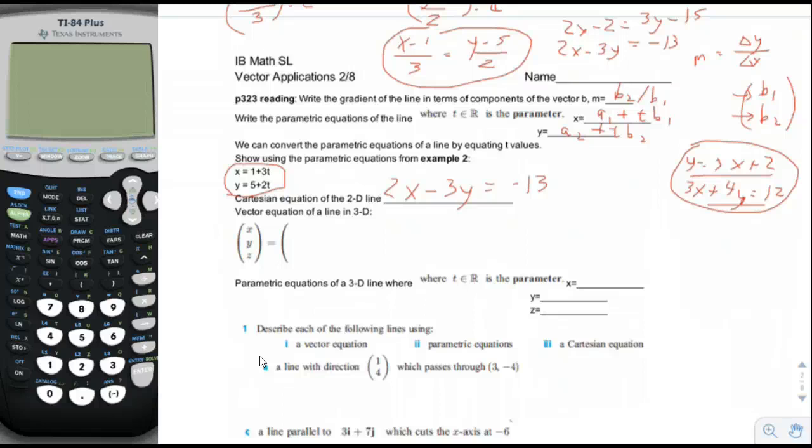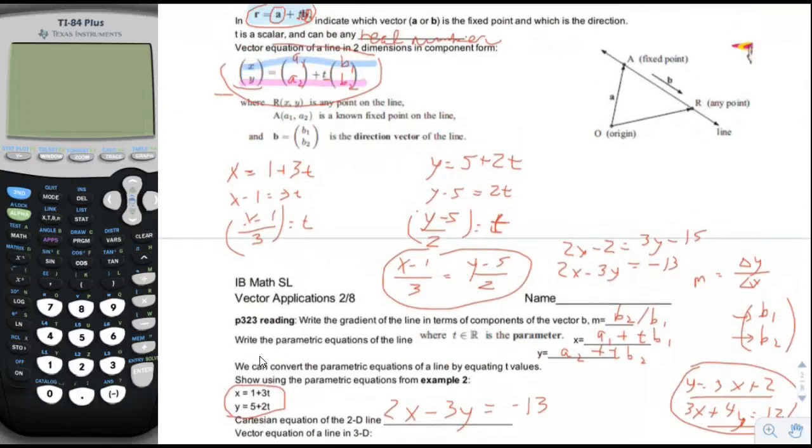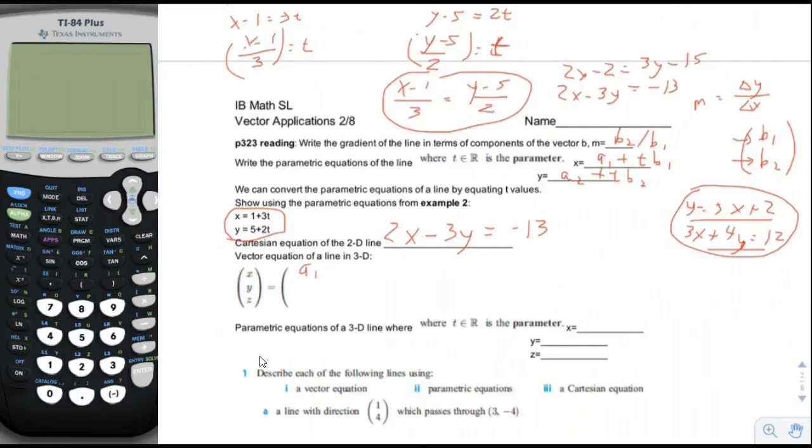Vector equation of a line in 3 dimensions. This looks similar to this for 2D, right? Except now we have 3 dimensions. So instead of a1 and a2, we'll have a1, a2, and a3. We'll add t times the direction vector, which is also in 3 dimensions, b1, b2, and b3. Okay, so that's it.